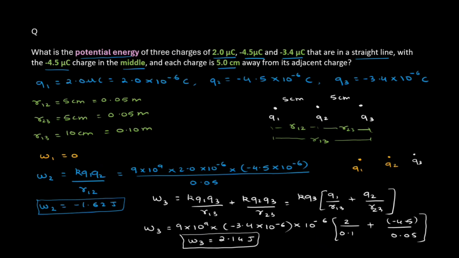Now this work done in bringing each of these individual charges is stored as the potential energy of the system. So I can find the final potential energy U by adding the work done in bringing individual charges. So U will be equal to W1 plus W2 plus W3, which is equal to 0 minus 1.62 plus 2.14. That gives me potential energy of the system to be equal to 0.522 joule.